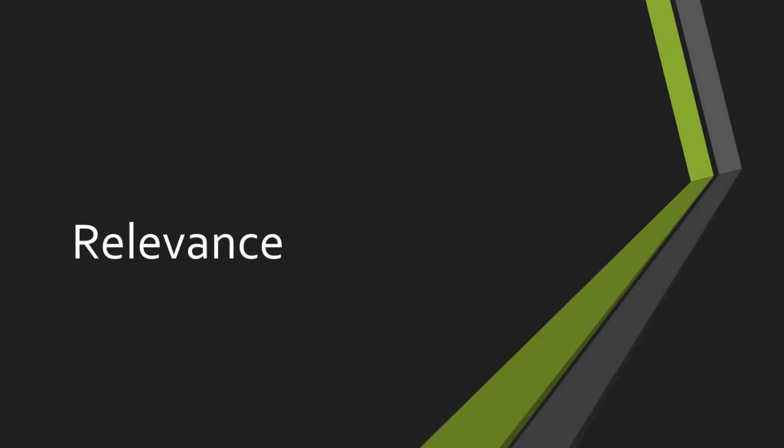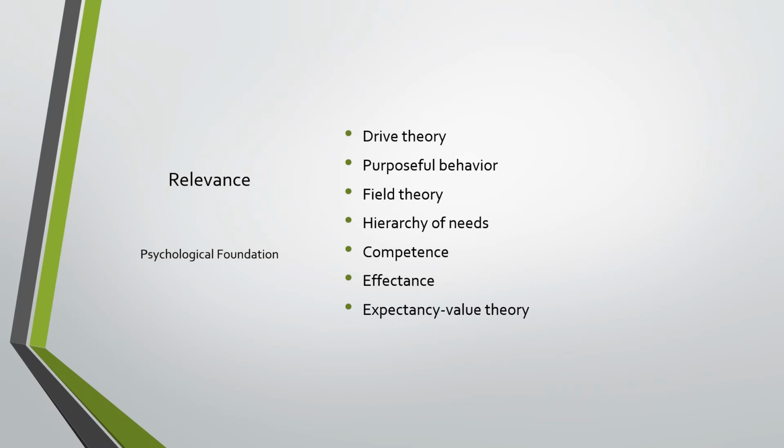ARCS model component 2, relevance. Relevance also has its foundation in many psychological theories, such as drive theory, purposeful behavior, field theory, hierarchy of needs, competence, effectance, or expectancy value theory. Relevance can further be branched into expectancies like goal choices or motives or goal orientation, and values like interest, intrinsic motivation, and flow. The relationship between these two aspects of relevance can be summarized with the expectancy value theory, which claims that people will work toward a given goal only if the outcome is something they feel they can accomplish and it is something that they desire.